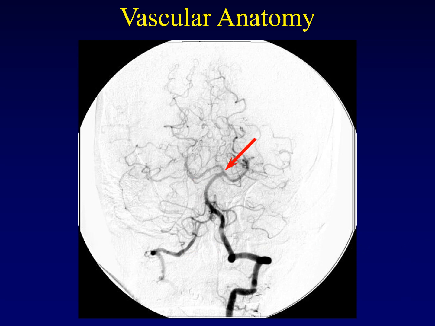What's this point right here? Well, this point is called the basilar tip, and this is where the basilar artery ends and the posterior cerebral arteries begin.